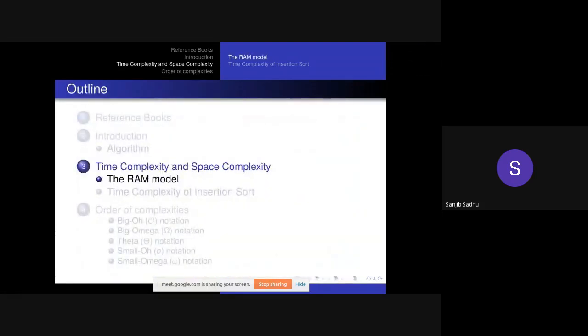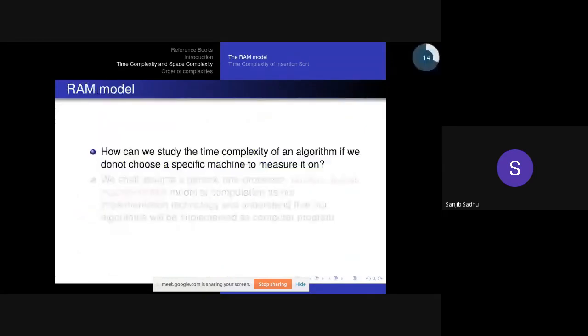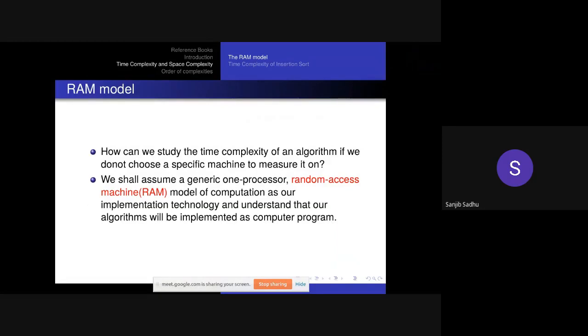Now, the RAM model. Time complexity and space complexity are measured by the RAM model. It is not random access memory. Actually it is called random access machine. So how can we compare the time complexity of an algorithm with others? In other words, how can we study the time complexity of an algorithm if we do not choose a particular machine to measure it?